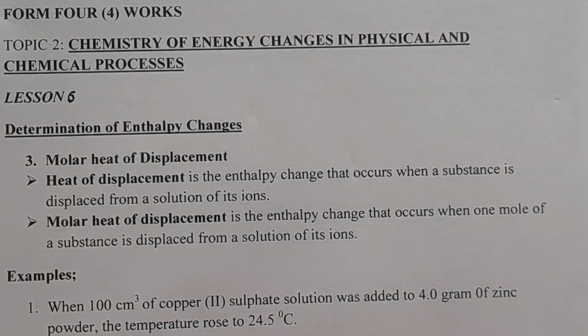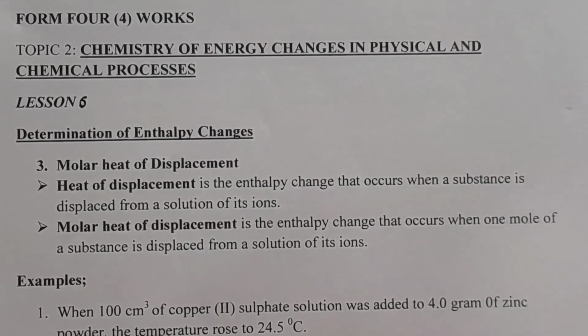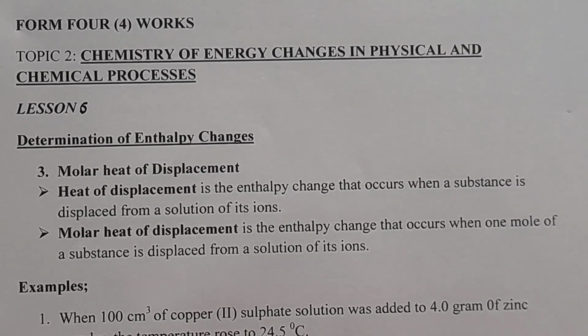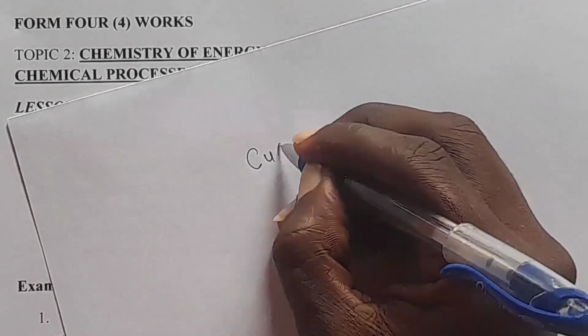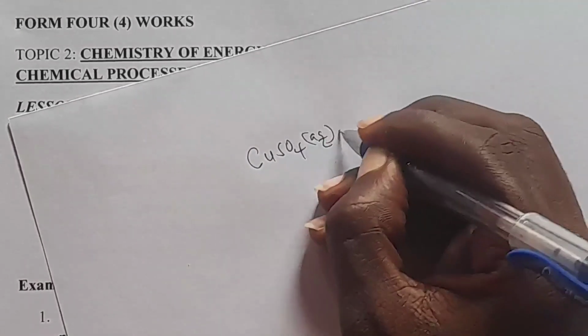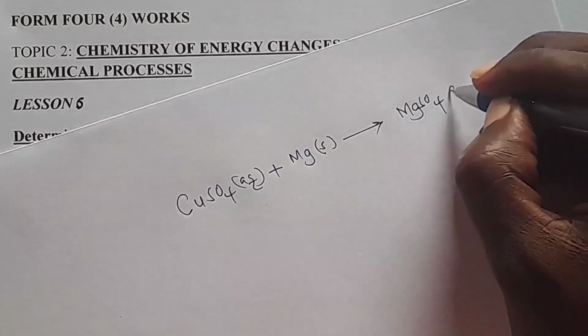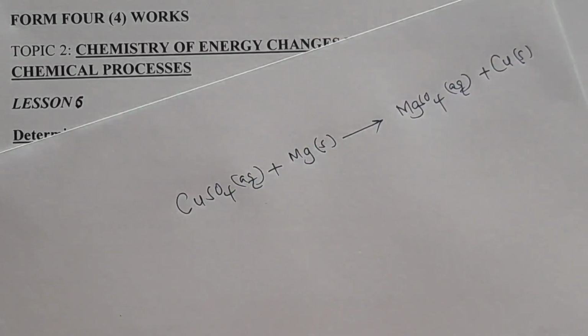ions. Remember, students, we have done displacement reactions previously, and a displacement reaction was a reaction in which a more reactive element displaces a less reactive element from a solution of its ions. For example, if we have a copper(II) sulfate solution reacting with magnesium metal, which is a solid, we are going to have a displacement reaction because magnesium displaces copper from its solution, and we are going to have magnesium sulfate and copper metal.